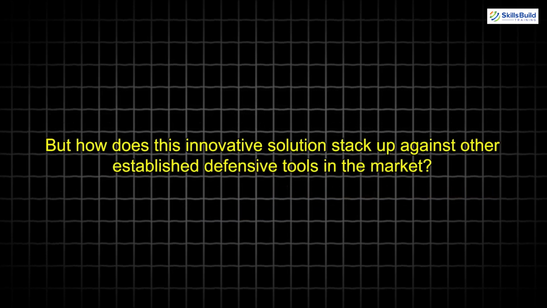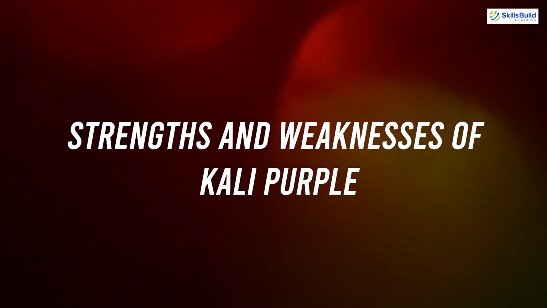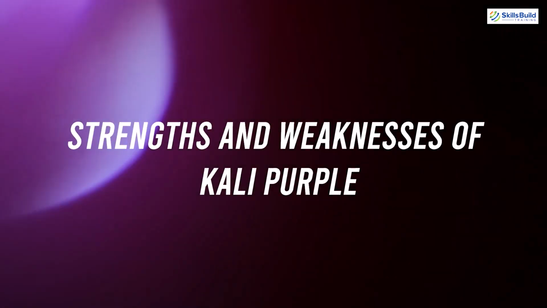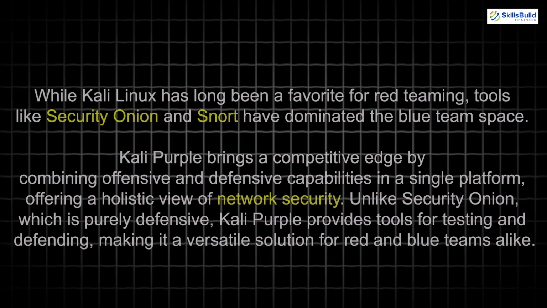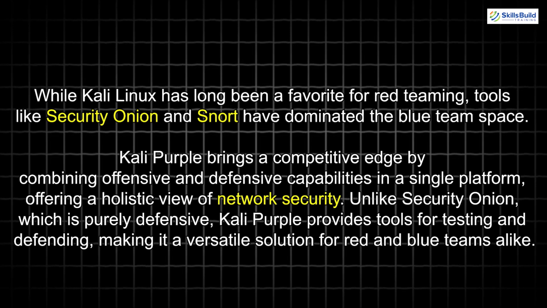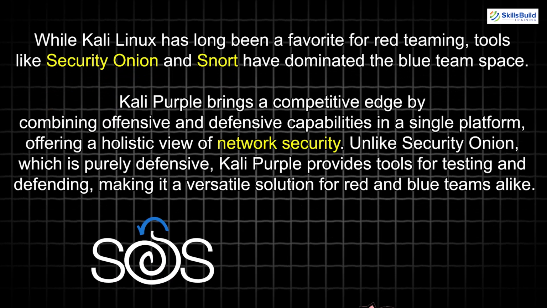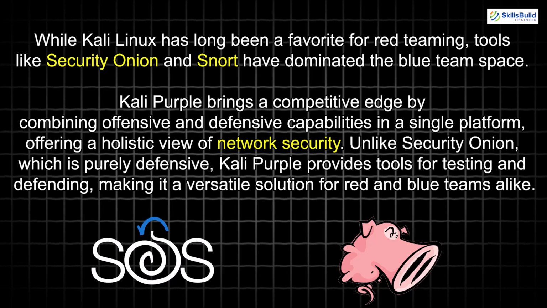But how does this innovative solution stack up against other established defensive tools in the market? Let's explore the strengths and weaknesses of Kali Purple in comparison to its competitors. While Kali Linux has long been a favorite for red teaming, tools like Security Onion and Snort have dominated the blue team space. Kali Purple brings a competitive edge by combining offensive and defensive capabilities in a single platform, offering a holistic view of network security. Unlike Security Onion, which is purely defensive, Kali Purple provides tools for testing and defending, making it a versatile solution for red and blue teams alike.